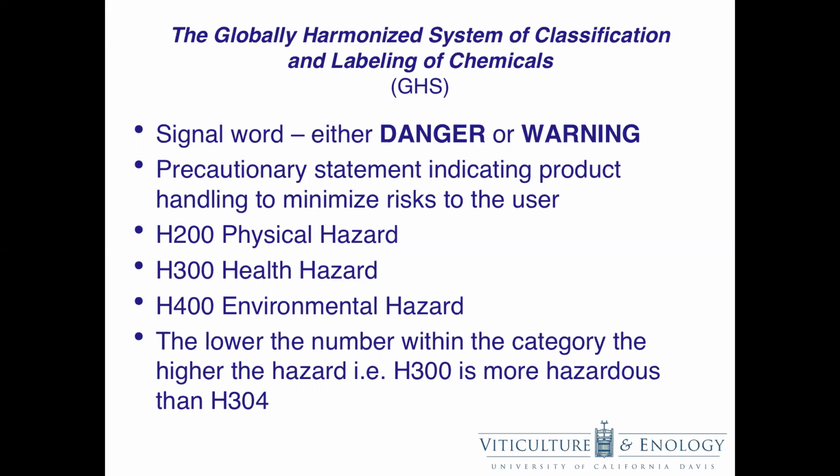Hazards of the chemicals are associated with an H code. H200s are physical hazards, H300s are health hazards, and H400s are environmental hazards. The lower the number within a category, the higher the hazard. So H300 is more hazardous than H304.